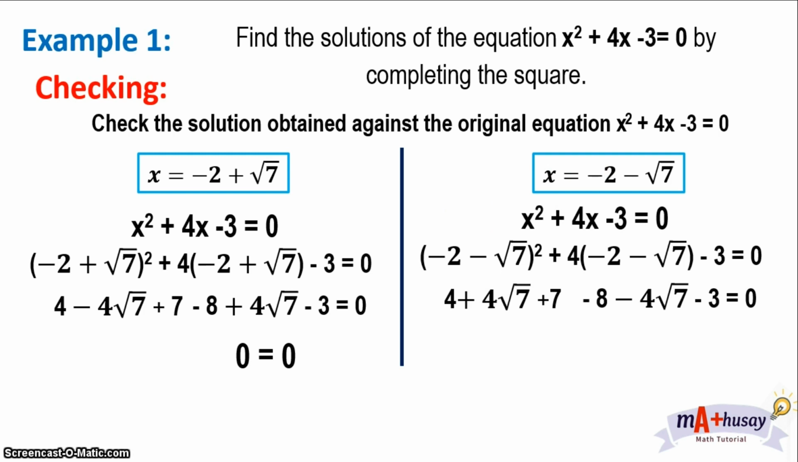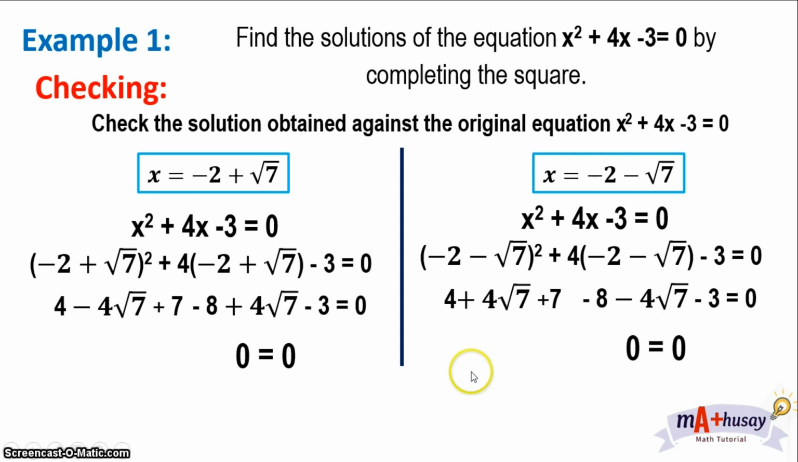And then, we combine like terms. So 4 plus 7 is positive 11. Then we have negative 8 plus the negative 3, which is negative 11 also. So when you combine positive 11 with negative 11, it's 0. What is left is 4 square root of 7 minus 4 square root of 7, which is also 0. So therefore, it holds true.